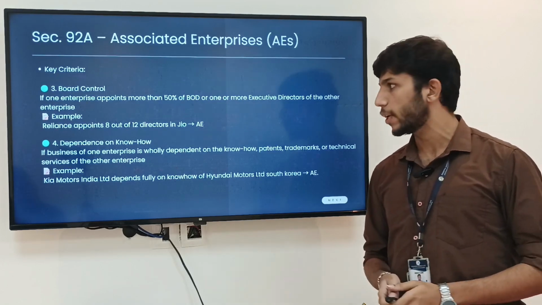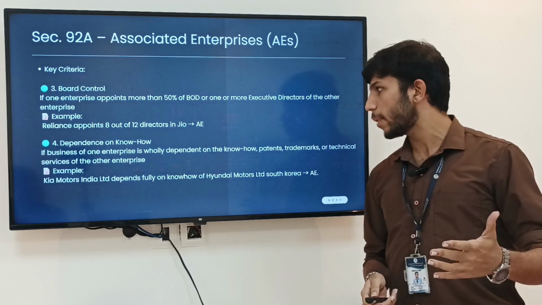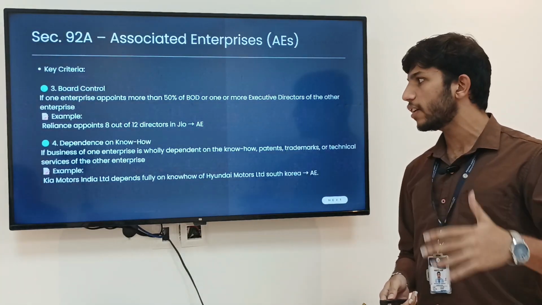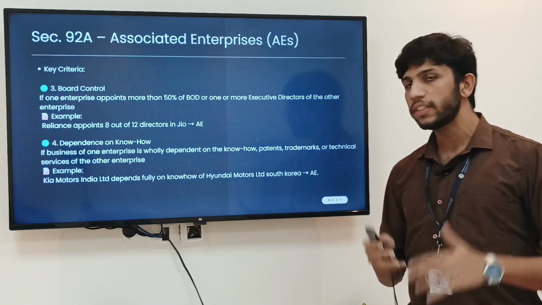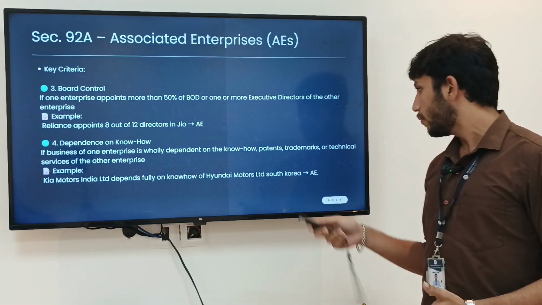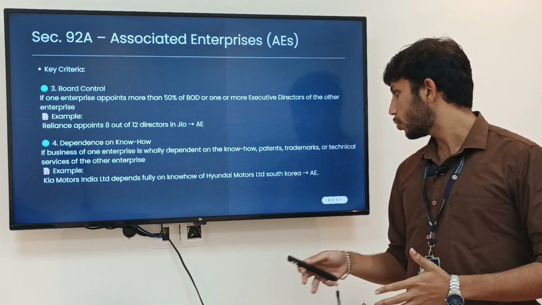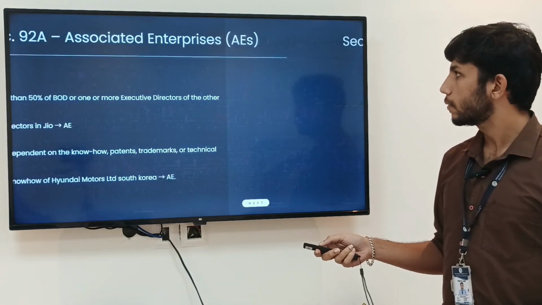Next one is dependence on know-how. If the business of one enterprise is wholly dependent on the know-how, patents, trademarks or technical services of the other enterprise. Example, Kia Motors, which is an Indian company, depends fully on the know-how of Hyundai Motors, which is a South Korean company. Then both Kia Motors and Hyundai Motors are associated enterprises.